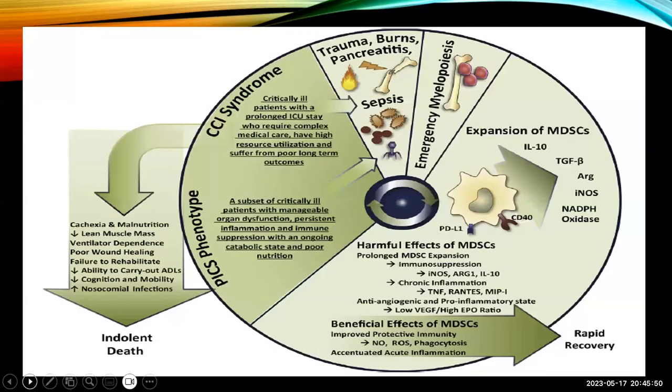The main pathophysiology of development of PICS is activation of what are known as myeloid-derived suppressor cells. Because of major trauma, they get activated, and they have beneficial effects like release of nitric oxide and reactive oxygen species and cause phagocytosis. But over a period of time, they have immunosuppression, chronic inflammatory state, and poor wound healing.